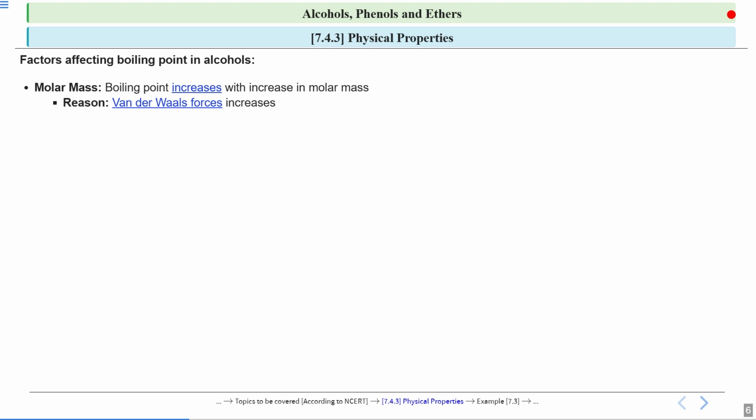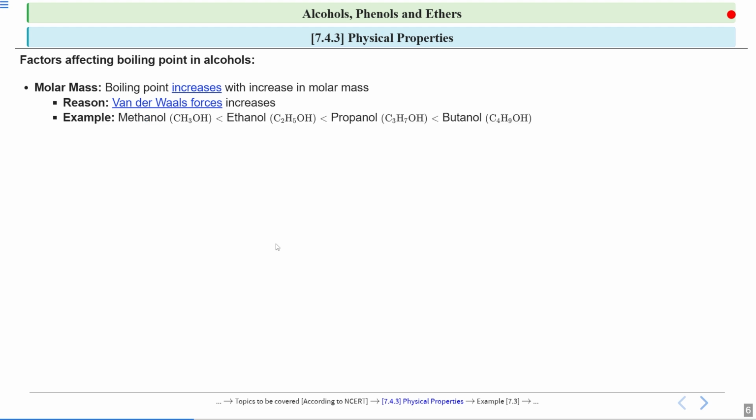So if the electron cloud becomes bigger, it will be easily distorted. So it will create a stronger temporary dipole, and your van der Waals forces will be strong. If the van der Waals forces increase, then you have to provide more energy for the molecules to separate. If you are providing more energy, then the boiling point will be more. So you need to remember that the boiling point will increase with the increase in the molar mass.